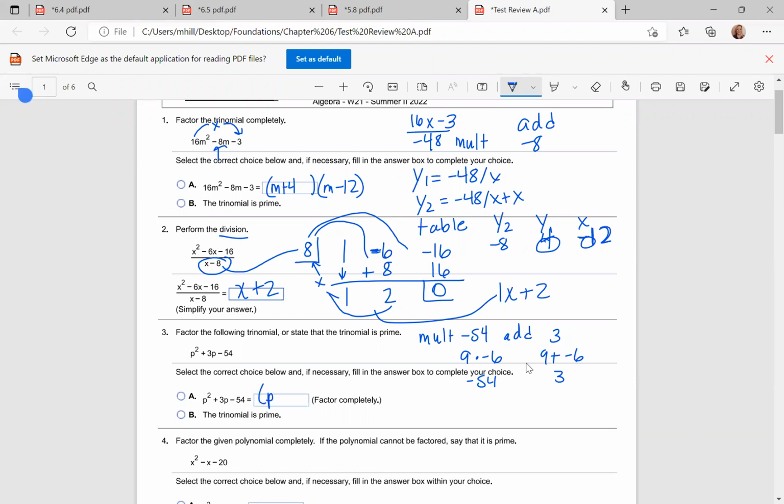So I can factor this. It would be p plus 9. So I'm using that first number. And then p minus 6. There's the second number.